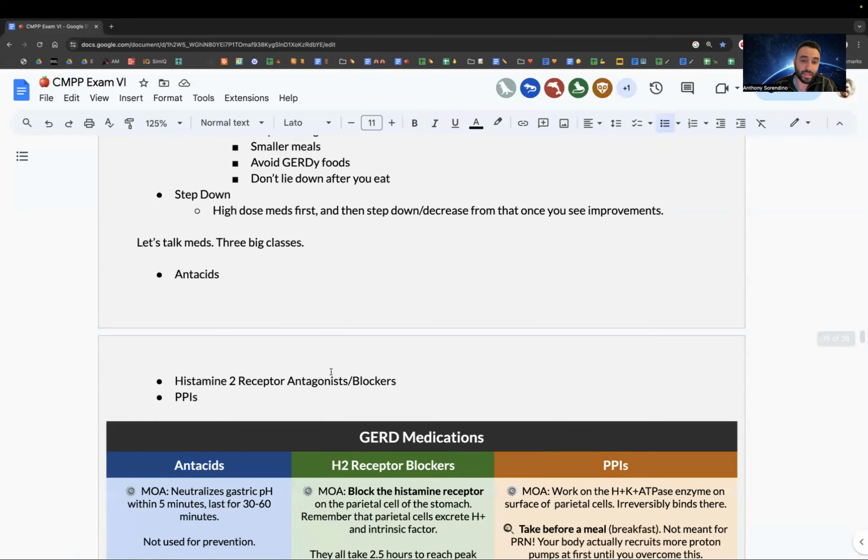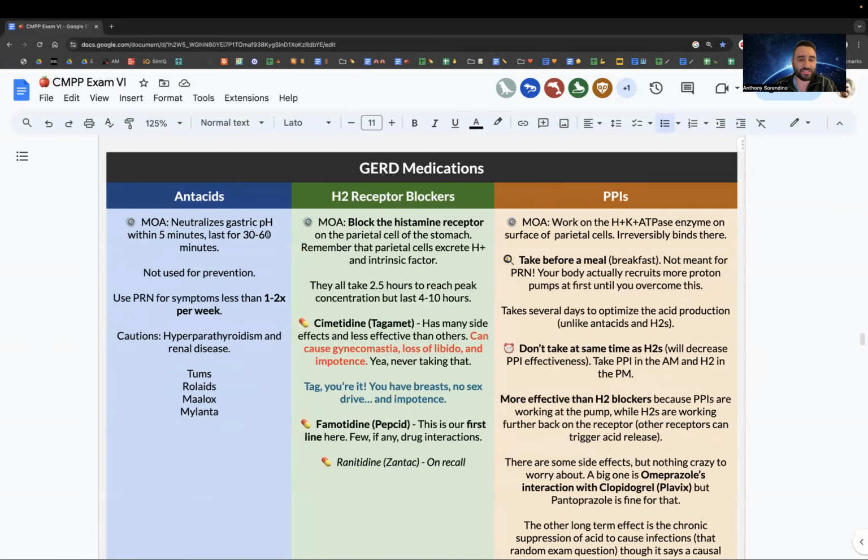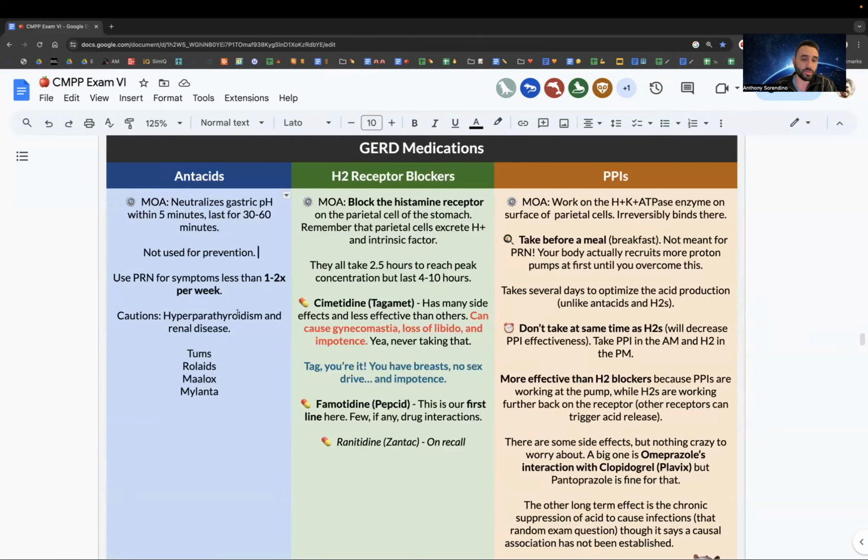So speaking of medications, let's talk about that. So antacids are kind of the boring ones. They take about 30 minutes to 60 minutes to kick in. They're not going to be used for prevention. You're going to take that like after you eat. And you're only going to take this for symptoms less than 1 to 2 times a week. So if you're getting symptoms more than that, then you're going to move on to something else. All right. You've heard of most of these: Tums, Rolaids, Maalox, Mylanta.